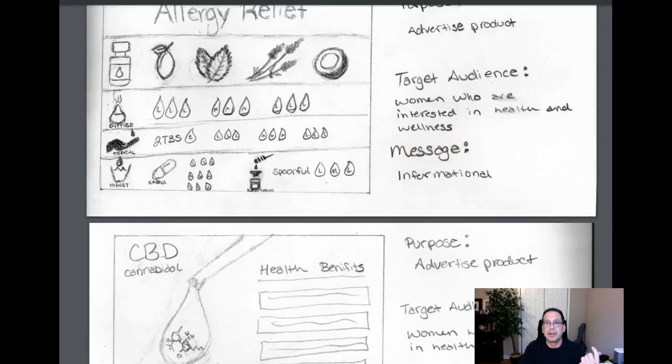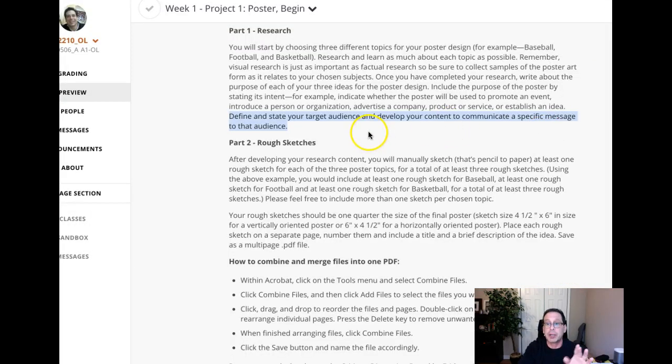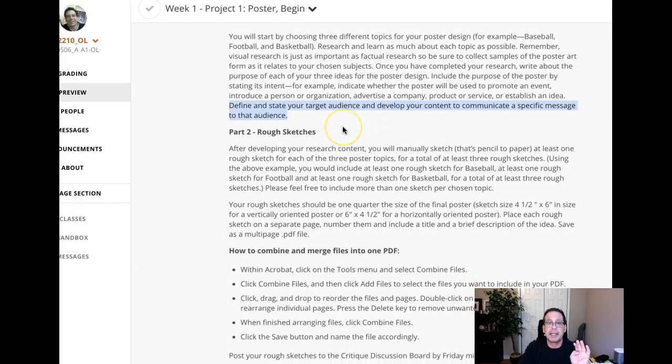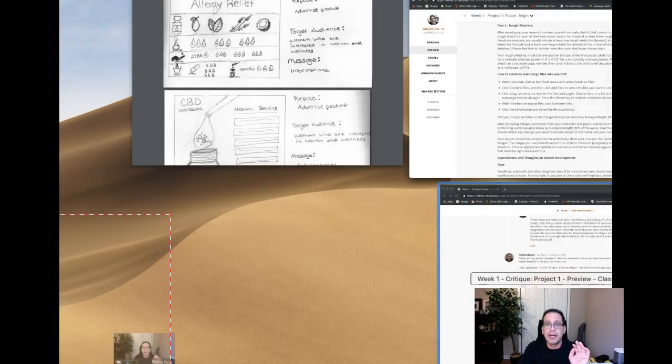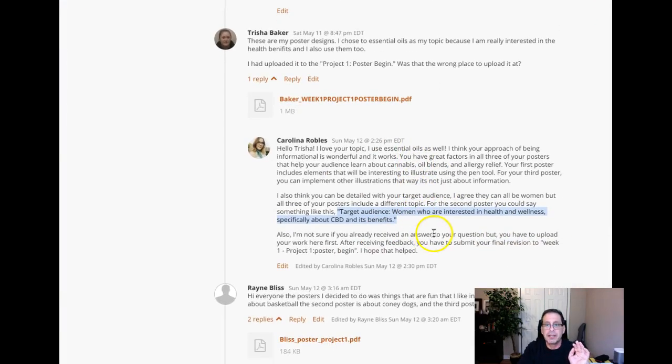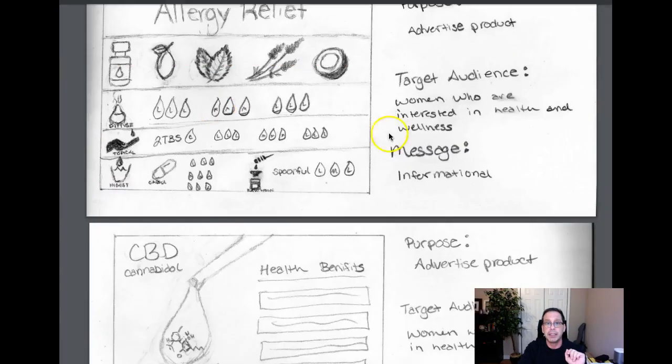The other thing is that you could even take your target market a little further by adding to the response from Caroline, saying women who are interested in health and wellness, specifically about CBD and its benefits, and also interested in holistic healing process. Okay, now you've really drilled that down to a core group, and you're now able to really distinguish the most opportune ways to communicate with that group. Okay, I hope that makes sense. Please let me know. It's really an important concept in design.